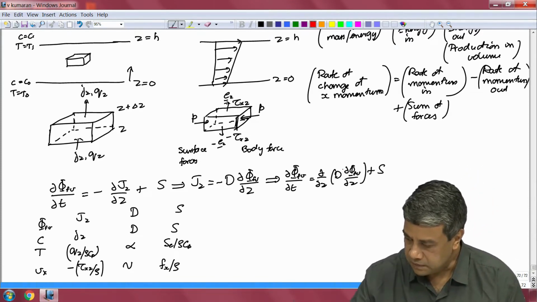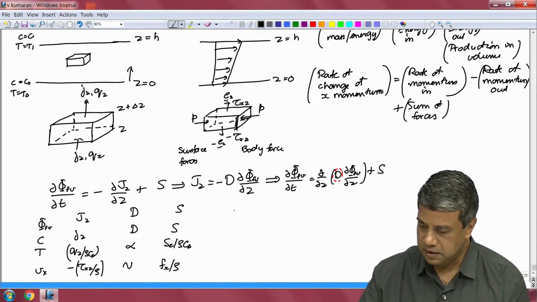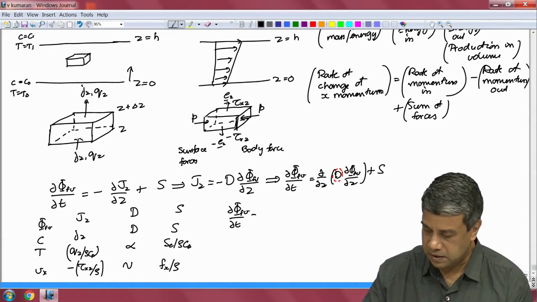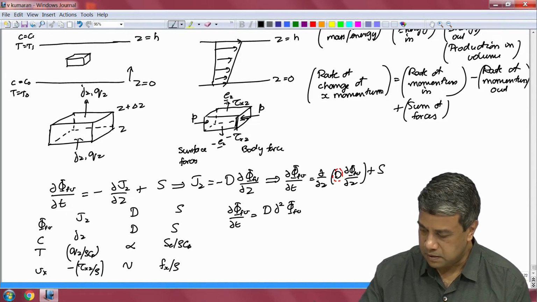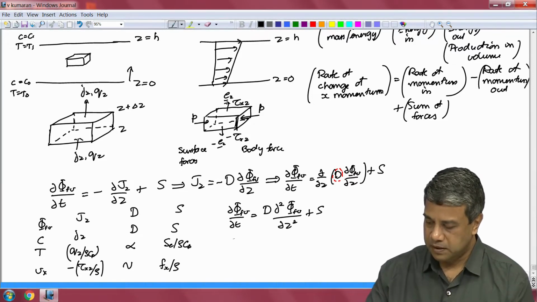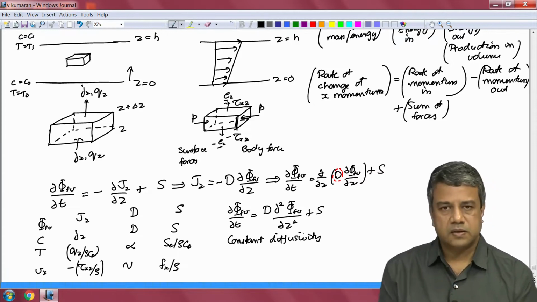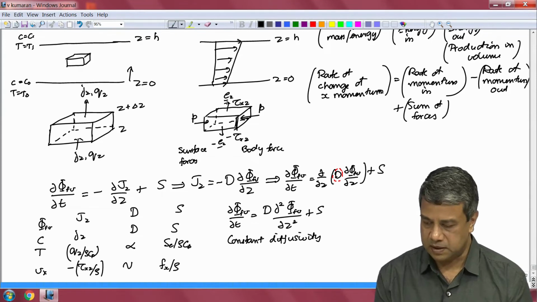And finally, if the diffusion coefficient is also a constant, then I get partial phi by partial t is equal to D times partial squared phi by partial z squared, for constant diffusivity. Okay. So, that is the general form of the relations for heat and mass transfer.